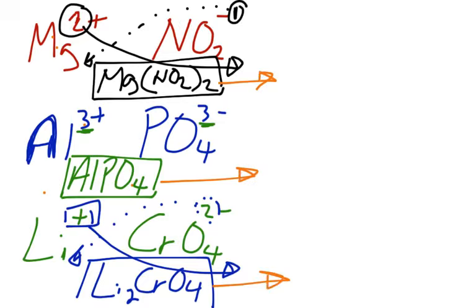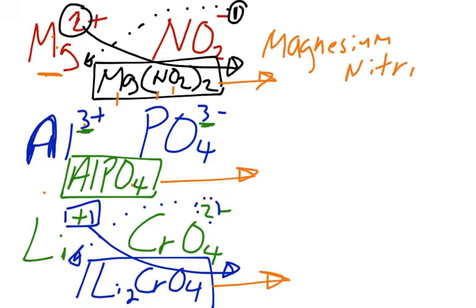Okay, so we know from experience, right? We have 1, 2, 3 things. You look on your reference table, you'll find that NO2 is your polyatomic ion, and NO2 minus would be nitrite. We know from experience Mg is magnesium, so you just put down magnesium nitrite. Alright? And you're done.